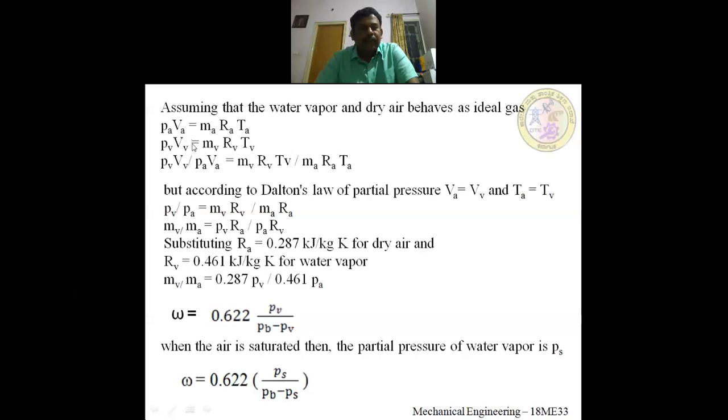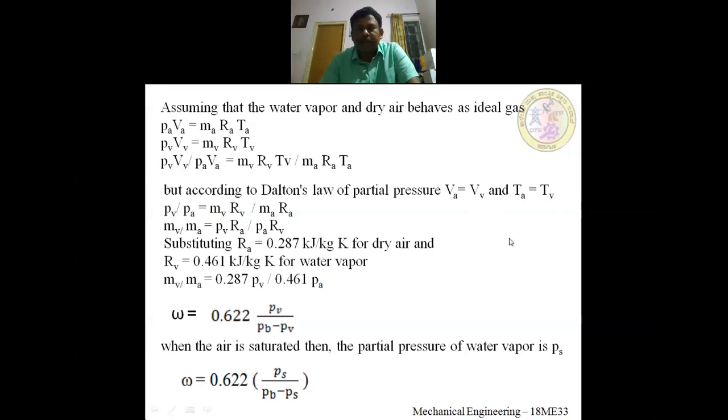I have taken the ratio of these two equations. PVVV by PAVA is equal to mVRVTV, that is for water vapor, divided by mARATA, that is for dry air. But according to Dalton's law of partial pressure, the volume of the dry air is also equal to the volume of the water vapor, as well as the temperature also remains the same, that is temperature of dry air is equal to temperature of water vapor.